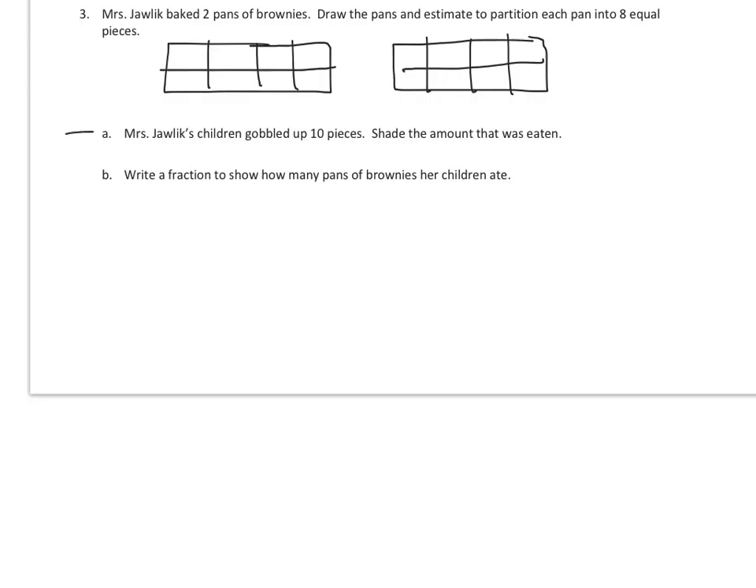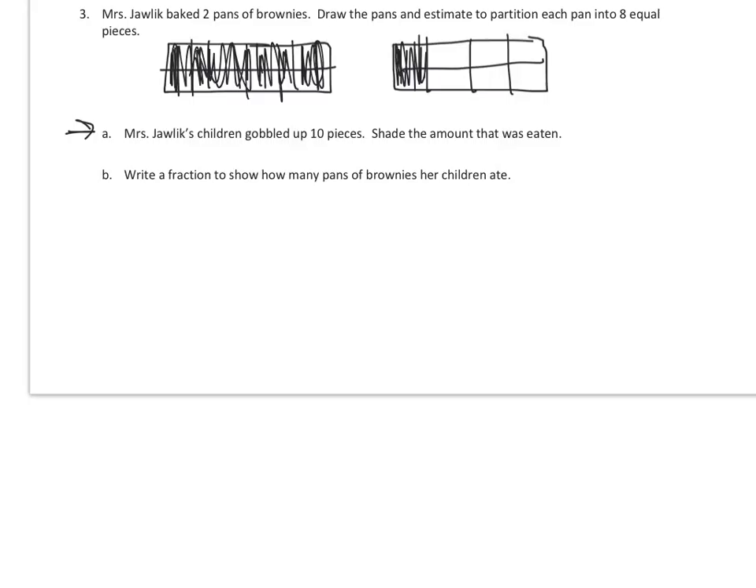And then we'll go down here to A, and it says Mrs. Jolique's children gobbled up 10 pieces. Shade the amount that was eaten. So they ate 10 pieces. So we're going to count by 2s here. We're going to shade these 2, so that's 2, 4, 6, 8. So they ate that whole one. They ate up 8 and 10.